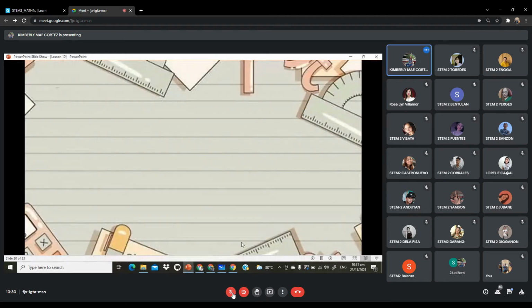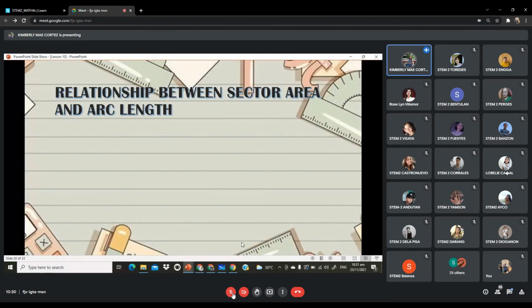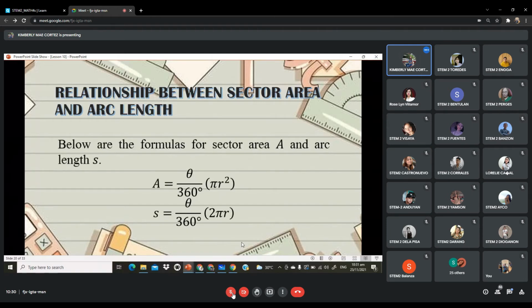So, we have the relationship between sector area and arc length. Below are the formulas for sector area, which is A, and arc length, which is S. The area of the sector is theta over 360 degrees times pi r squared, and the length of an arc is theta over 360 times 2 pi r.